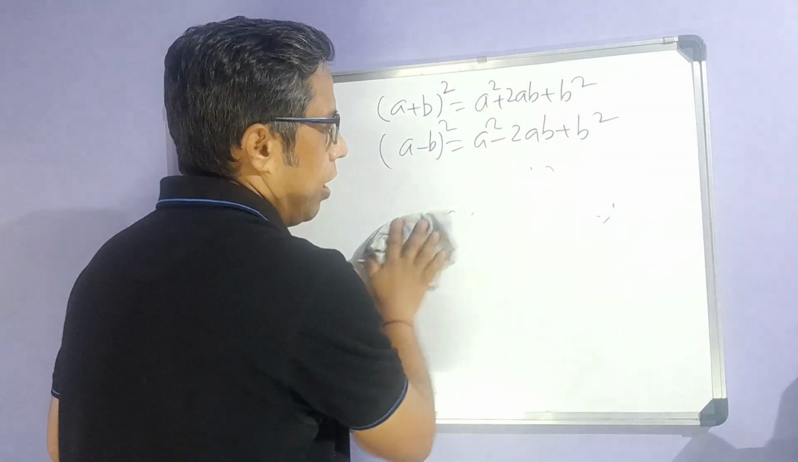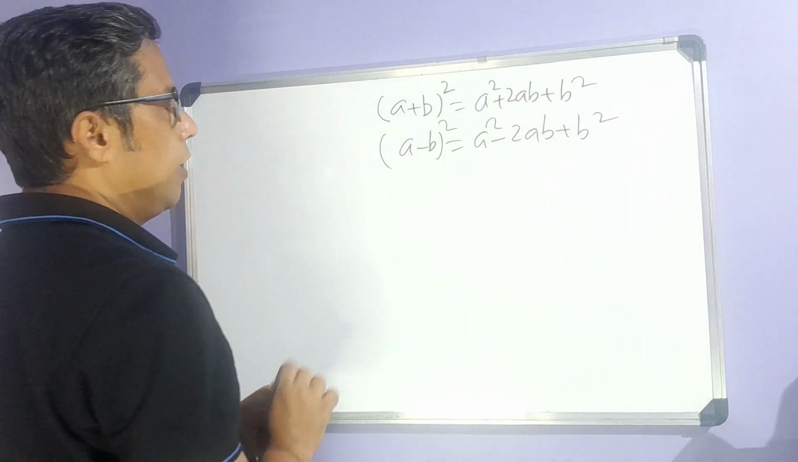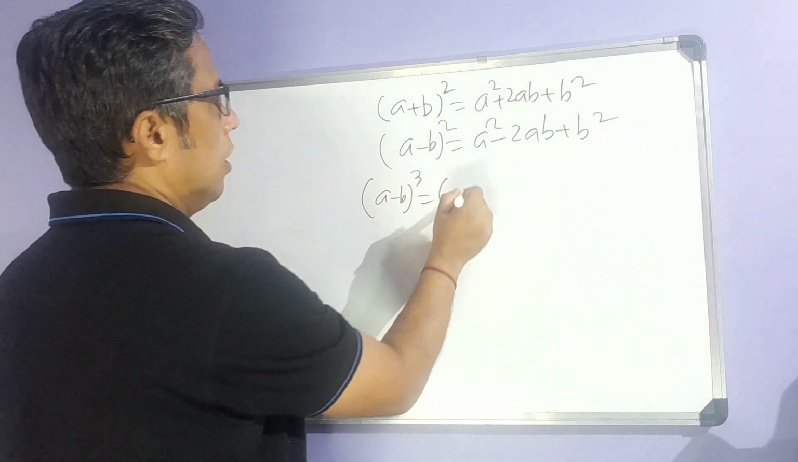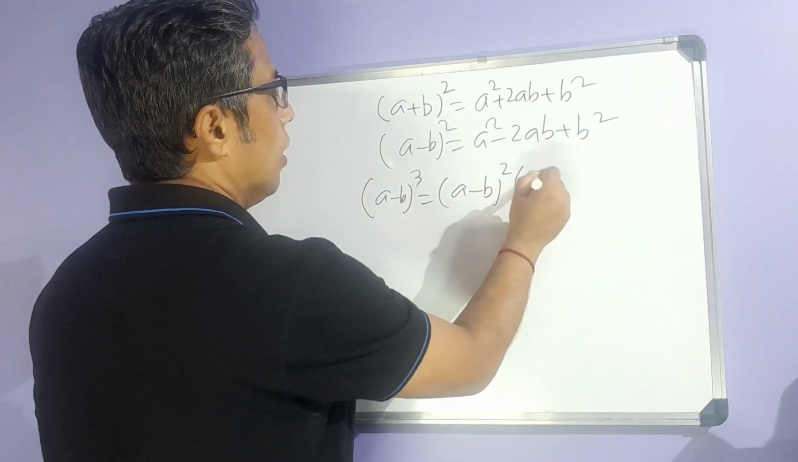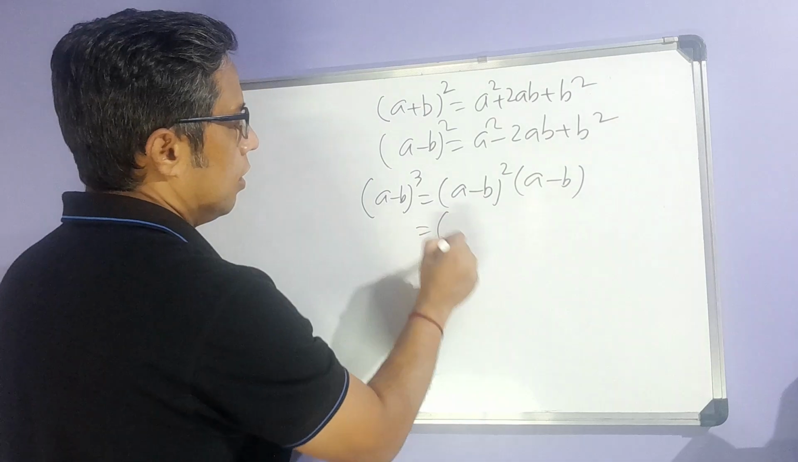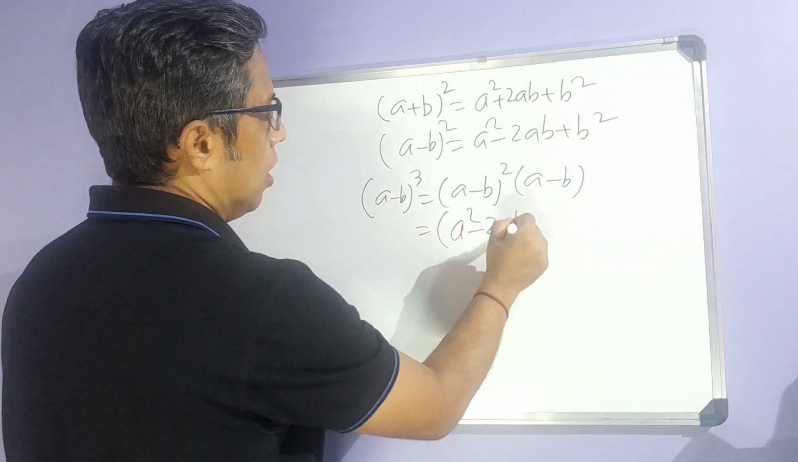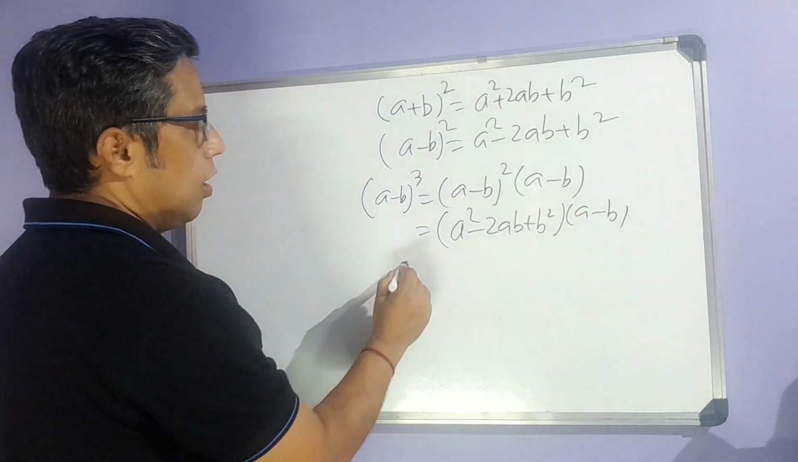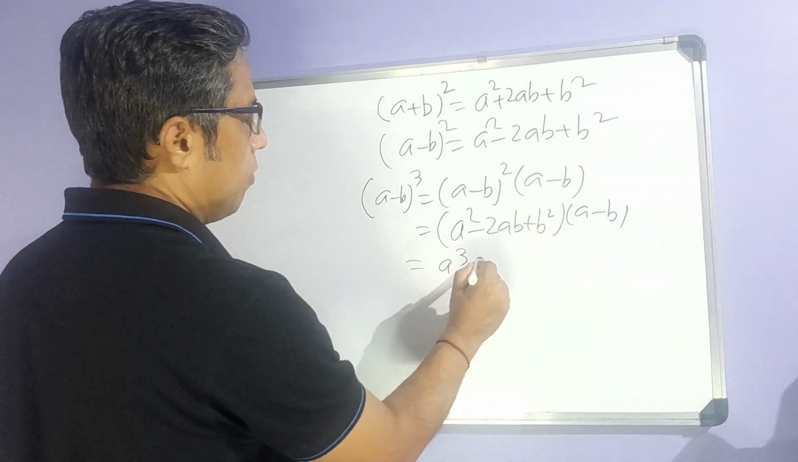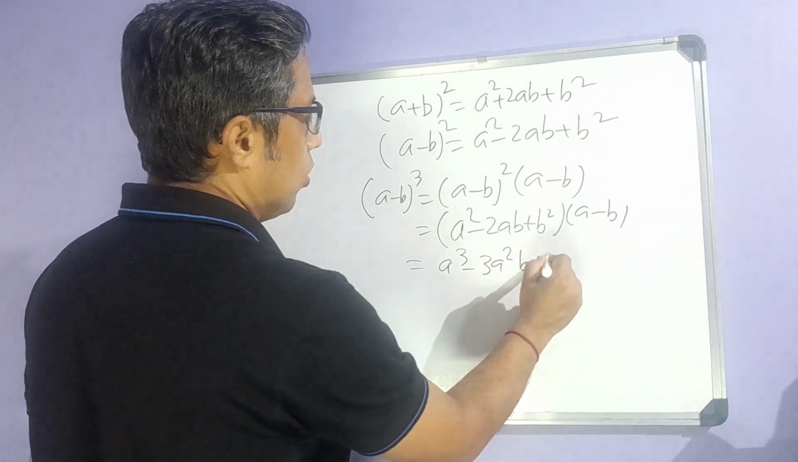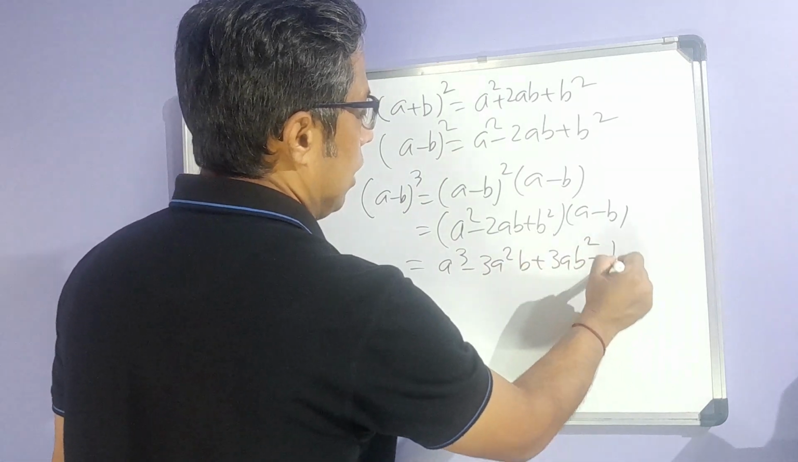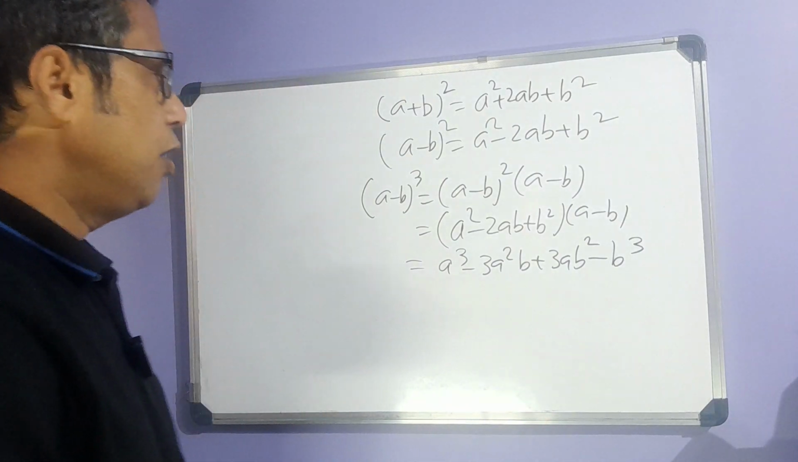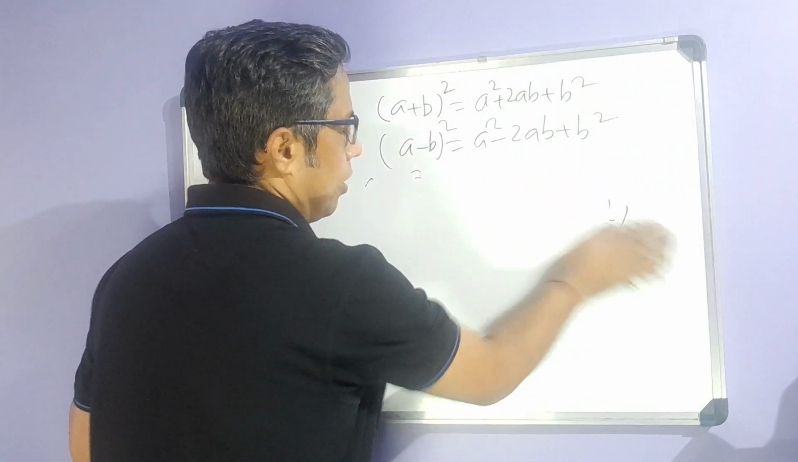Now, if you forget (a minus b) whole square, (a minus b) whole cube, just build it like this. Nothing you have to remember. You'll get it from this multiplication by the simple process of algebraic multiplication. So algebraic multiplication is very, very important.